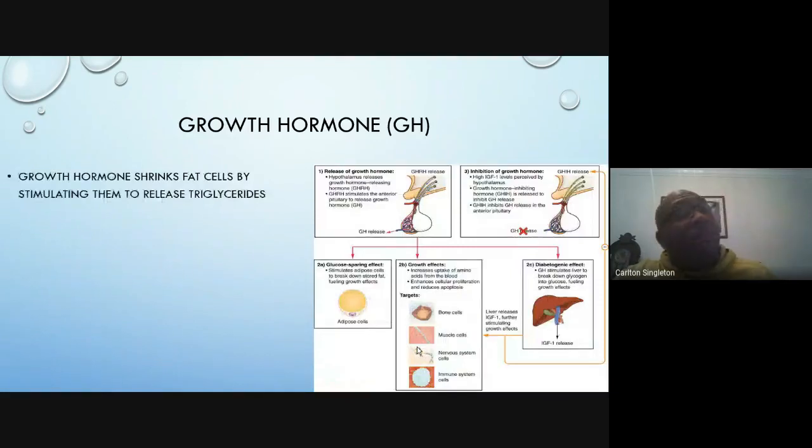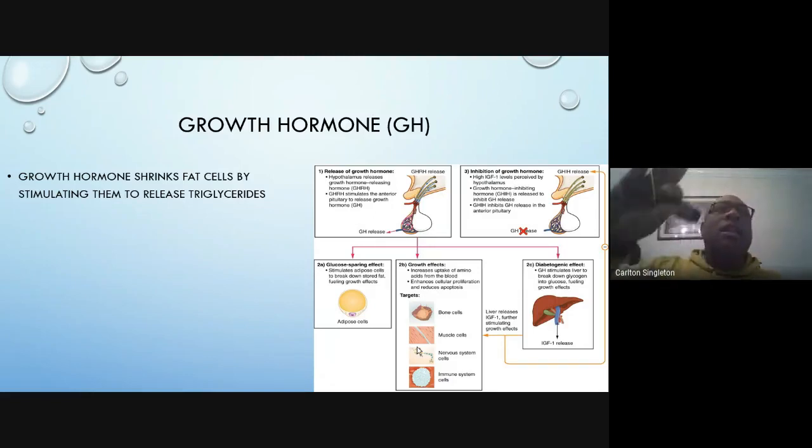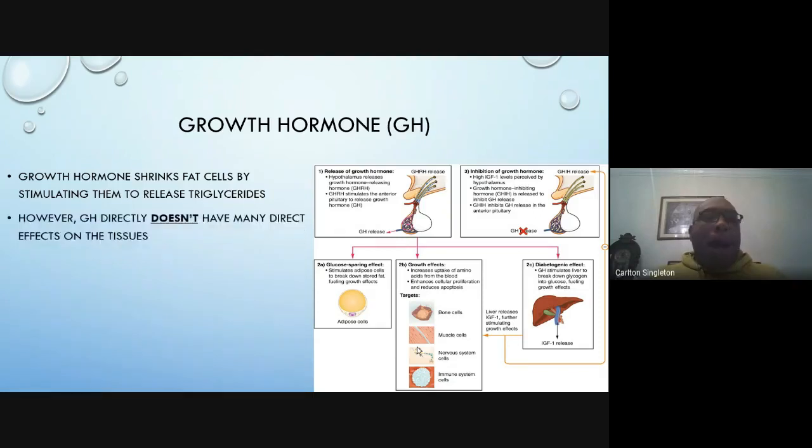So growth hormone shrinks fat cells directly. So growth hormone actually is not the hormone that carries out all the effects of itself. So growth hormone actually stimulates another messenger to go do it for it. Okay. So what growth hormone does is stimulate fat cells to give up their fat, basically. So it shrinks fat cells, essentially. Okay. However, GH does not have a lot of direct effects on the tissues. It stimulates another factor to do it.